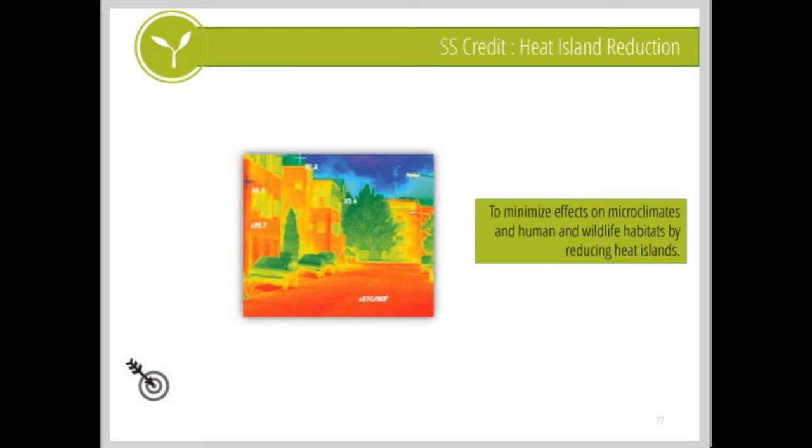This credit encourages project teams to adopt a variety of strategies, including reducing hardscape and incorporating the High Solar Reflective Index, or SRI, or high solar reflective materials such as vegetation and shaded parking, which minimizes a project's overall contribution to heat island effects.